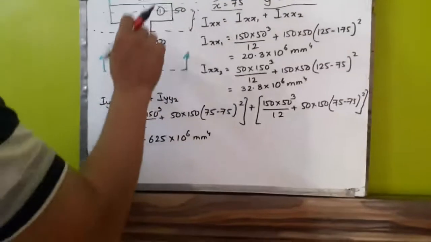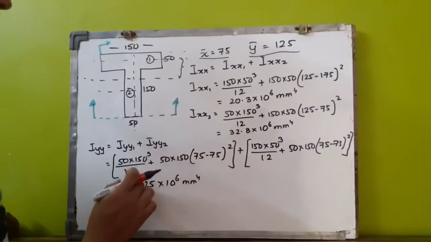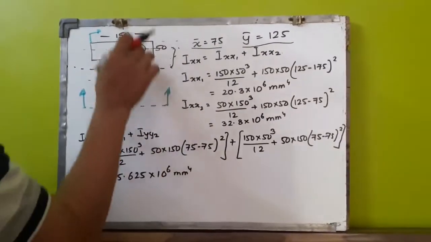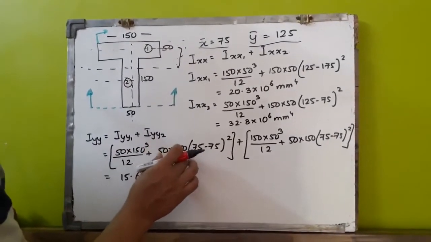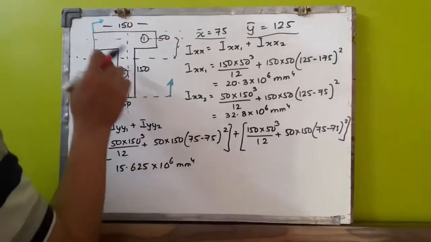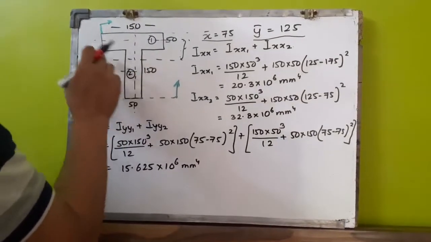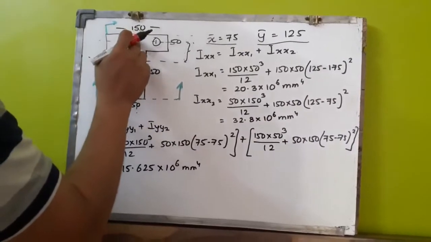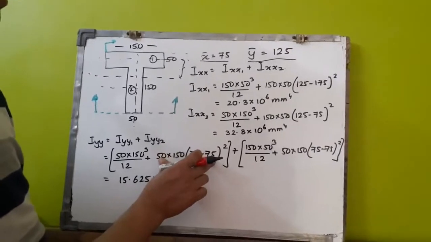Similarly Iyy. If you find Iyy of body 1 plus Iyy of body 2. So Iyy of body 1 is db cube by 12, where d is 50 and b is 150. So db cube by 12 plus 50 into 150 area multiplied by 75 minus 75. Why 75 minus 75? From here the centroid of body 1 lies at a distance of 75, and the composite body's centroid also lies at a distance of 75. So this is 75 minus 75 and this term will obviously come out to be 0.